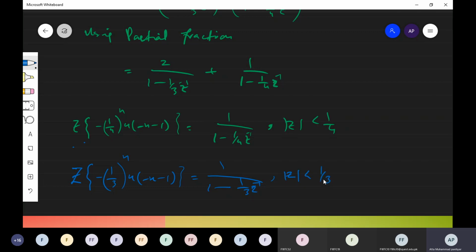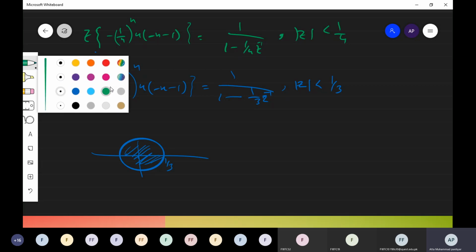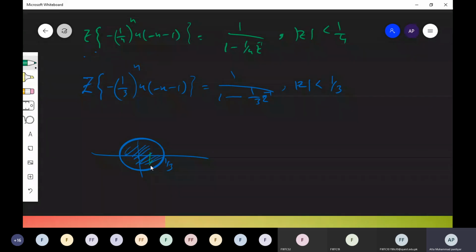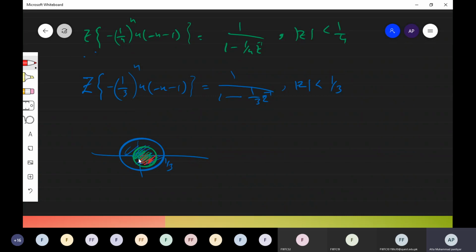So let us draw their ROCs separately. The first signal says the ROC must be less than 1 by 3, and the second signal says that the ROC must be less than 1 by 4. So you can see what is the intersection of both ROCs. This thing, right?